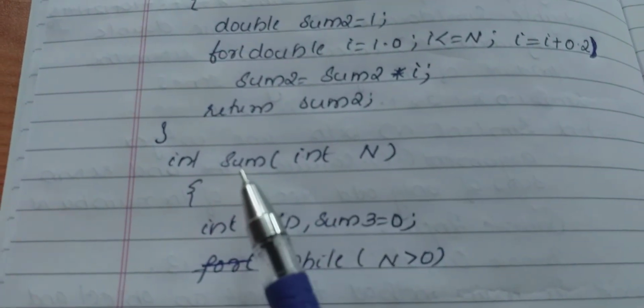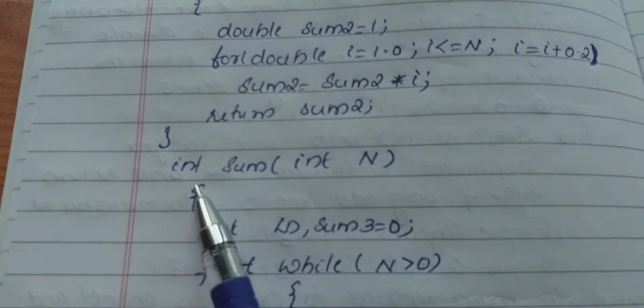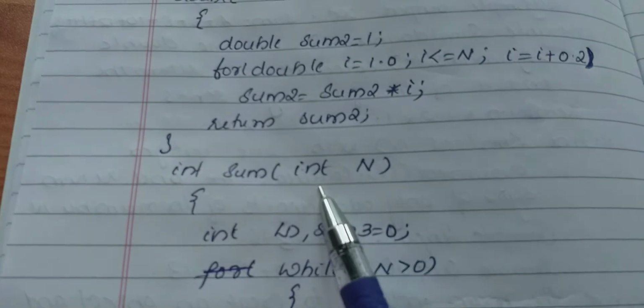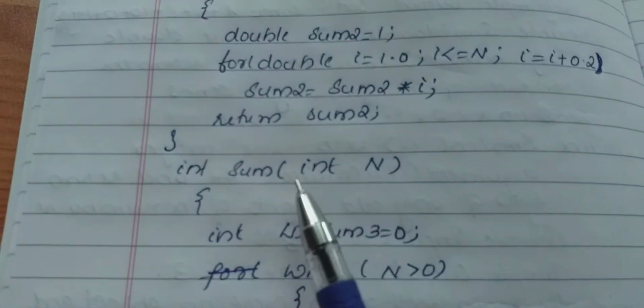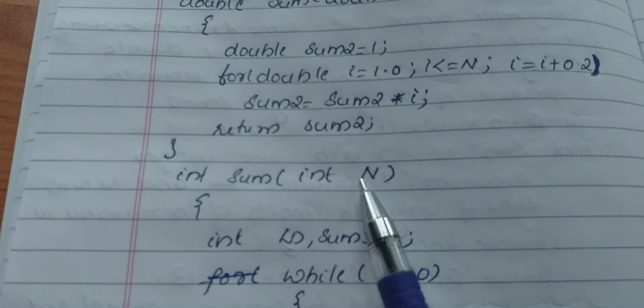Clear? Here the name of the function is sum. What is the return type? Int. Clear? So what is the argument we pass to the function? Only one argument, and it is also of integer type, and the variable we pass to that function is n.